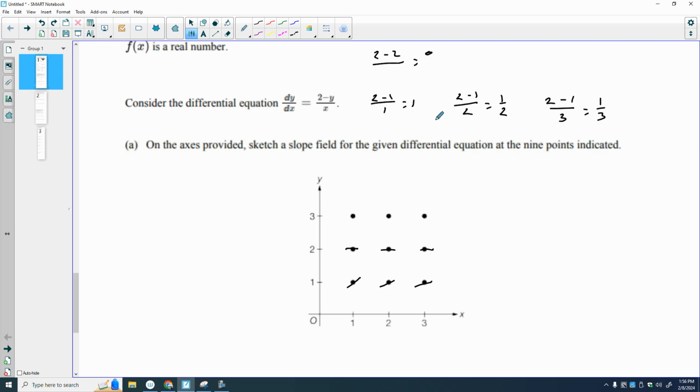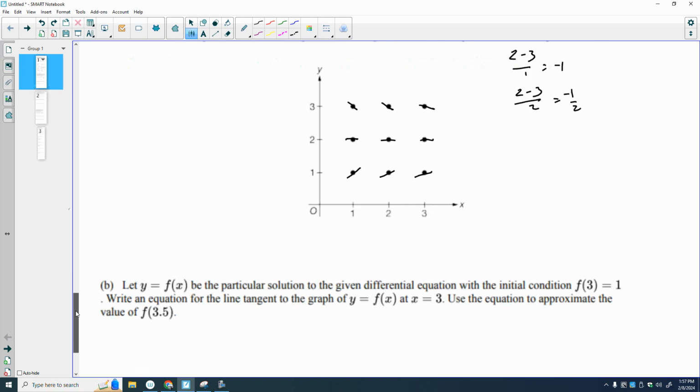Okay, next one. Put in 3 for y. So I have 2 minus 3 over 1, which is -1. And then I have 2 minus 3 over 2, which is -1/2. And it's the same as this, but it just is in the negative direction. So there's a -1, -1/2. I'm shooting for something out here, so it's a little bit flatter. -1/3, maybe shooting for that point right there, so it's even flatter. And there's my slopes.